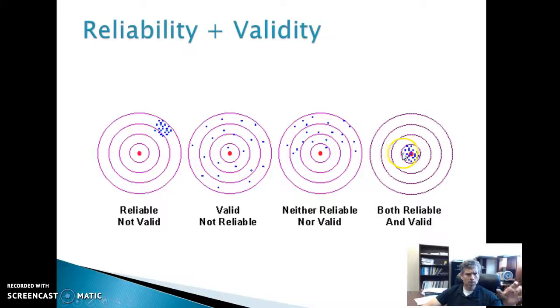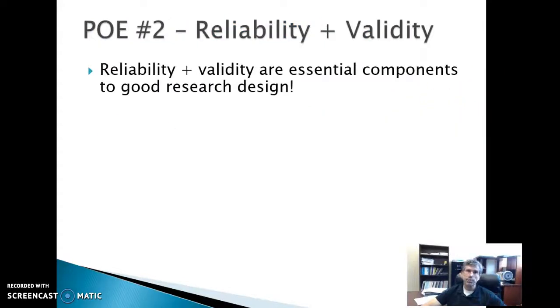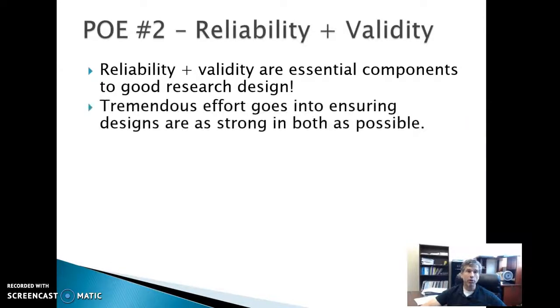So that's how reliability and validity kind of group together. Notice that reliability affects how closely grouped those scores are to each other. Validity affects how close those scores are to the center of that bullseye, to an accurate measurement. So this is our second point of emphasis for Module 1, and again, that's something that's really important. Reliability and validity are crucial to good research design. We put tons of work into making sure our designs are as reliable and as valid as they possibly can be.